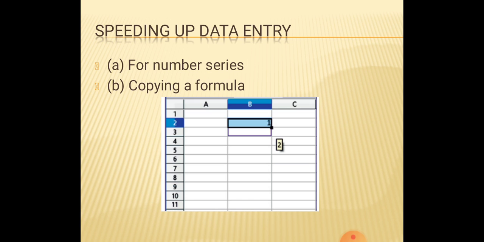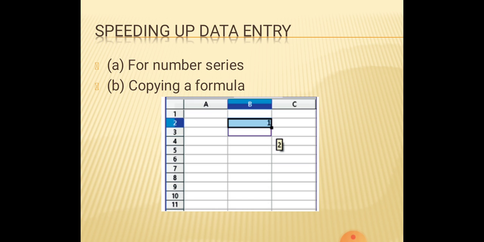Next one is speeding up the data entry. How to speed up entering your data upon the worksheet. The first one is for number series. A number series is giving serial numbers like 1, 2, 3. Manually we can type them for a small number of entries. For a large number of entries, we can use this method to type your data entries.